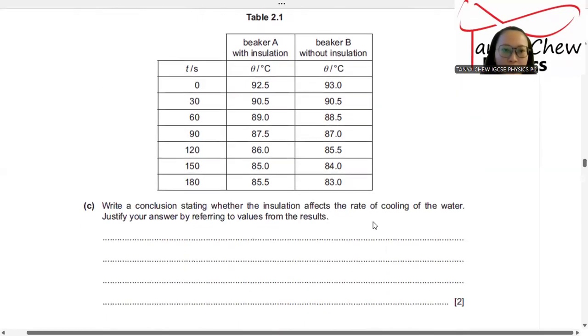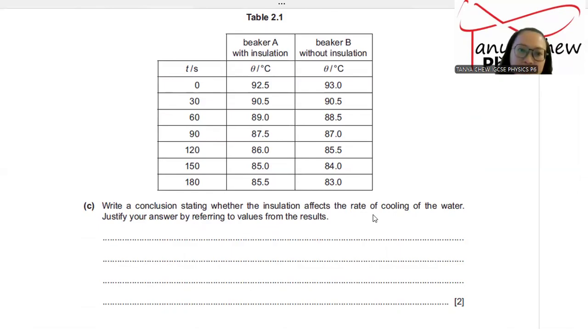So C, write a conclusion stating whether the insulation affects the rate of cooling of the water. Justify your answer by referring to values from the result. Now, I just want to tell you that for part C, there's no correct answer, there's no wrong answer. It is just to see how you justify your answer.